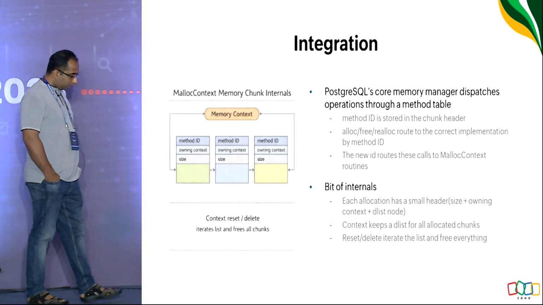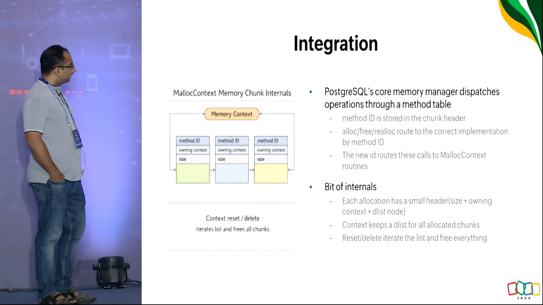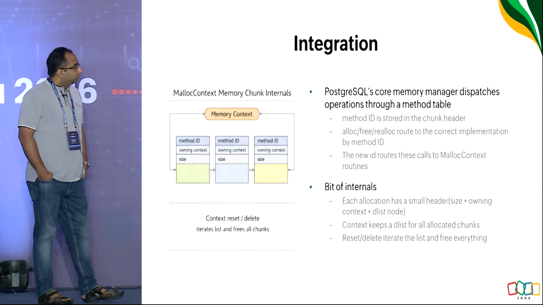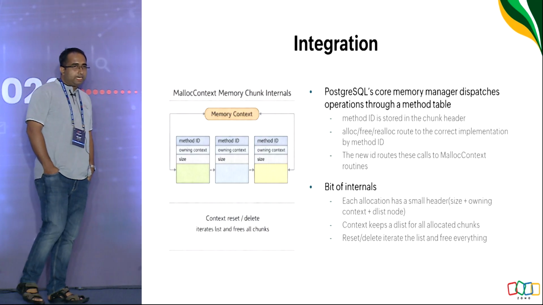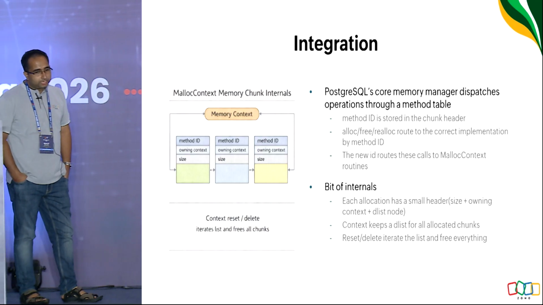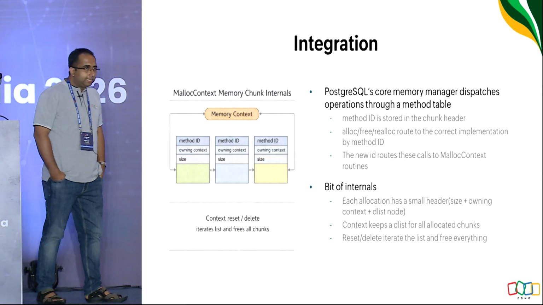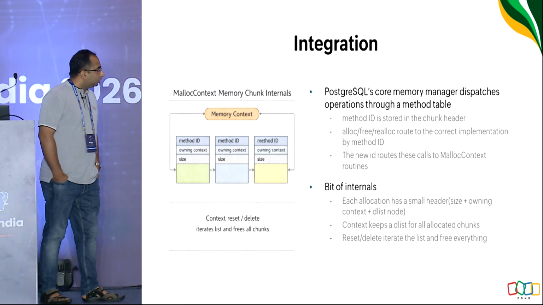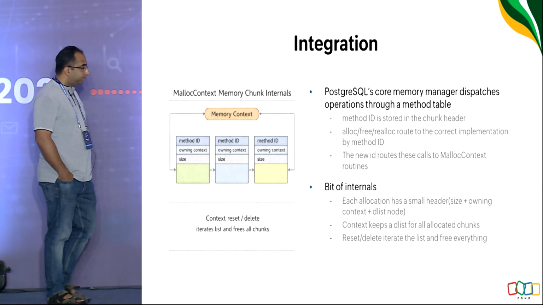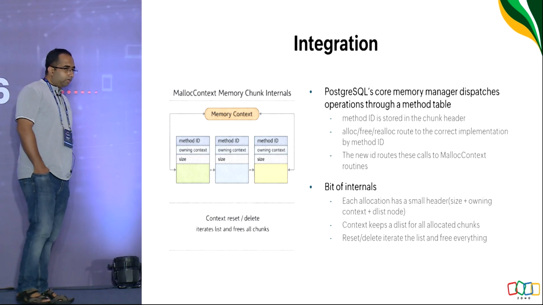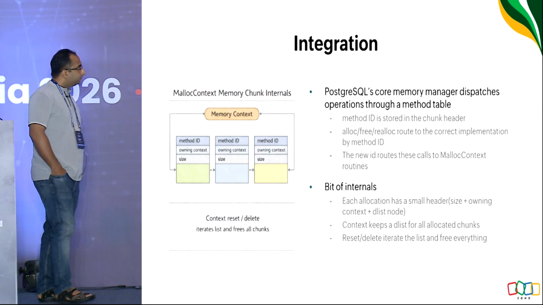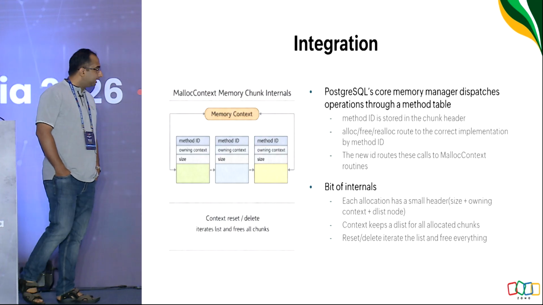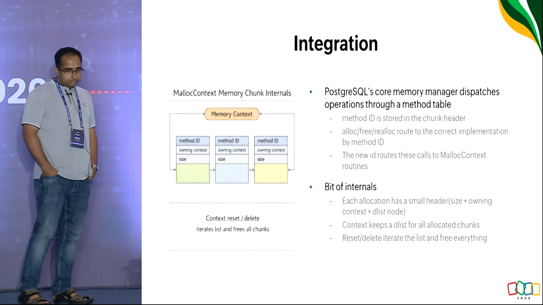The slide presents what the design is and how it is integrated. PG's core memory manager dispatches operations through a method table. The method ID is stored in the chunk header. Alloc, free and realloc are routed to the correct implementation by the method ID. Now what we have done is add this new context to the existing table.